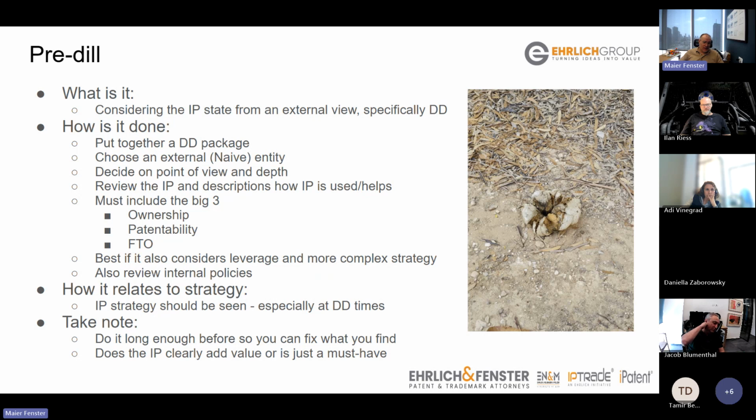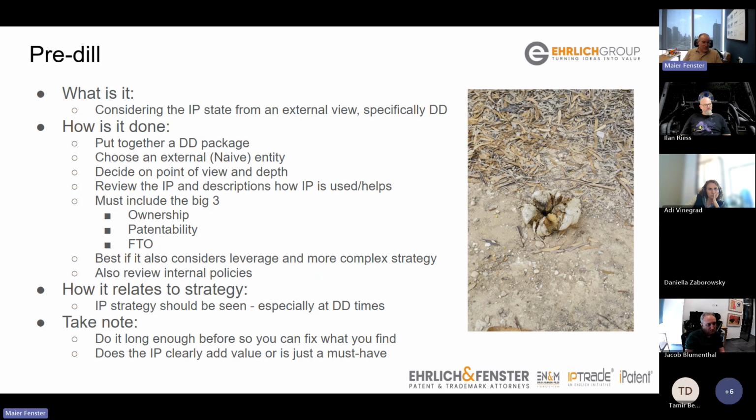And I'm saying that I haven't seen due diligences where they don't care about the big three, which are who owns the patent, is it patentable, and why do you think you have freedom to operate? You don't have to have, you know, an official opinion, but it's quite unusual that people don't care about these three. And if you can also talk about more complex strategy, even better. And while I didn't talk about internal policies, in some due diligences, they actually want to know what your internal policies are for generating and maintaining IP.